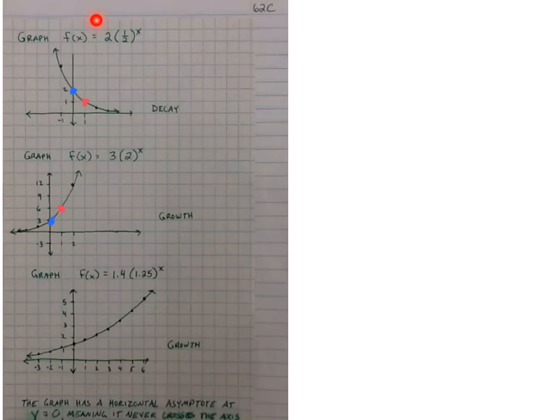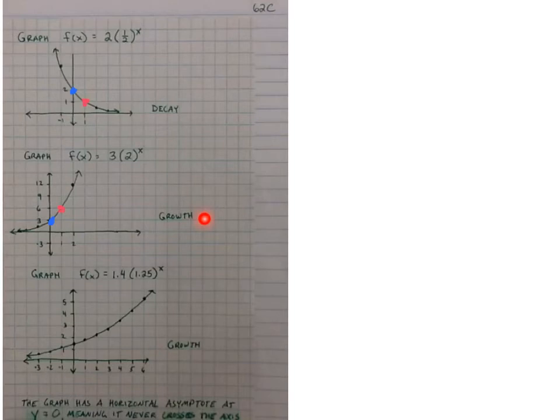If we move to the left, we wind up dividing by 2. So 3 divided by 2 is 1 and a half. 1 and a half divided by 2 is 3 quarters, etc. Again, we see the model is a growth model because it's curving upward, or because b is a number greater than 1, growth model.